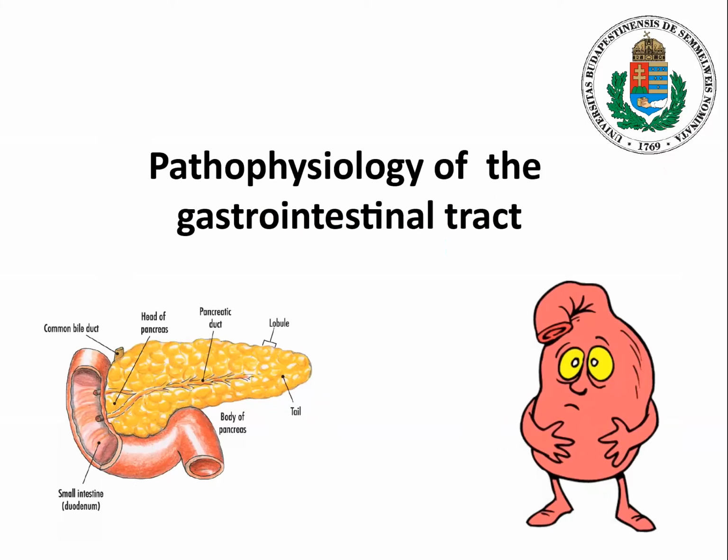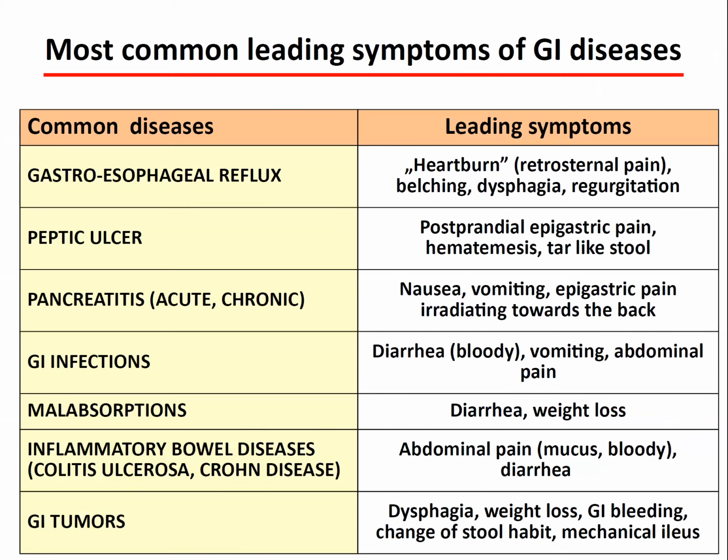Now, the next topic, the big topic, is the GI, or the pathophysiology of the gastrointestinal tract. What are the most common symptoms of a patient who has some GI problem? Mostly the patients have leading symptoms that can be associated with different diseases. This list is ordered from the most common one to relatively the last one.